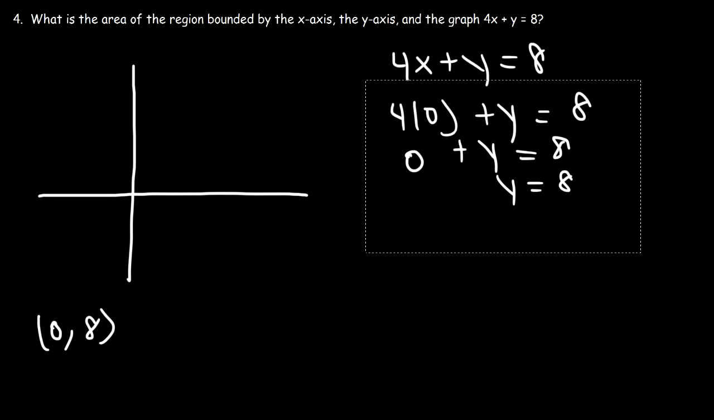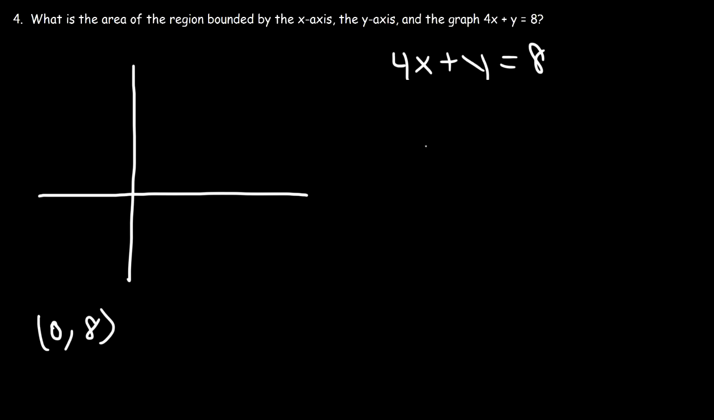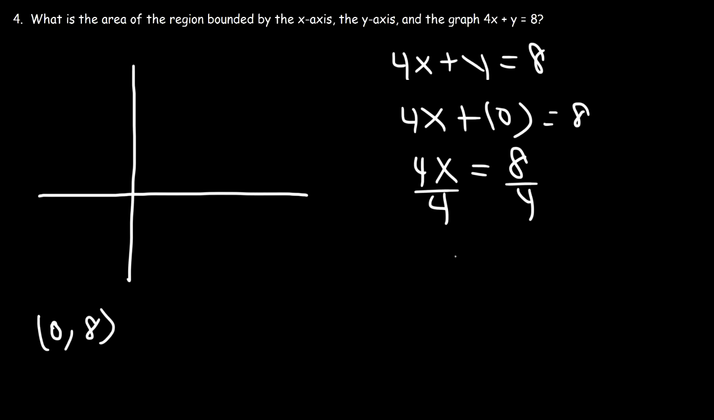Now let's calculate the x-intercept. So this time we're going to replace y with 0. So we have 4x is equal to 8, and now let's divide both sides by 4. So x is 2. So the x-intercept is (2, 0).